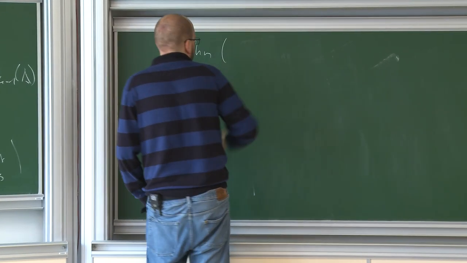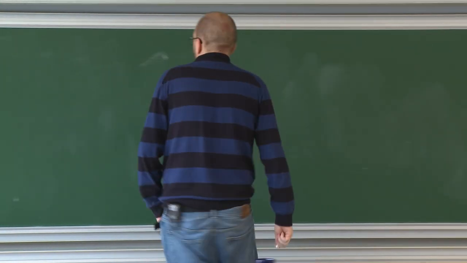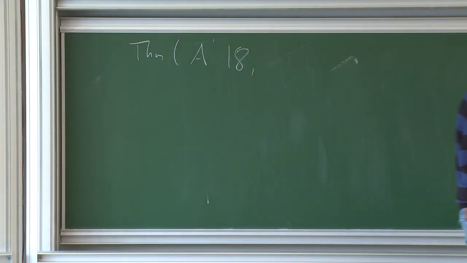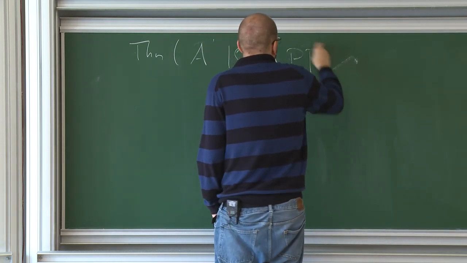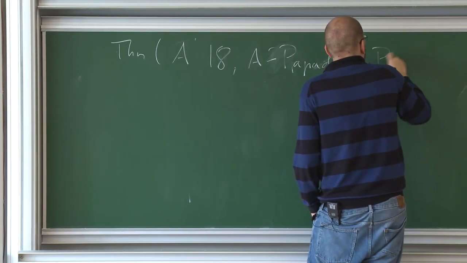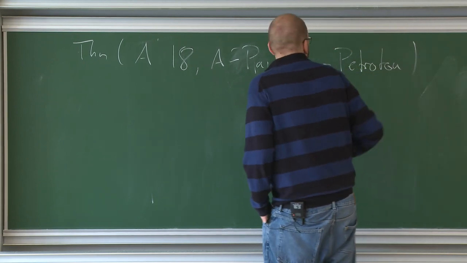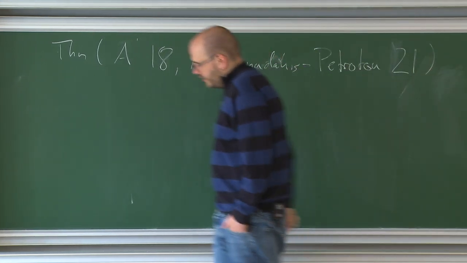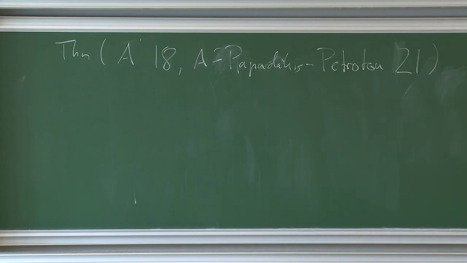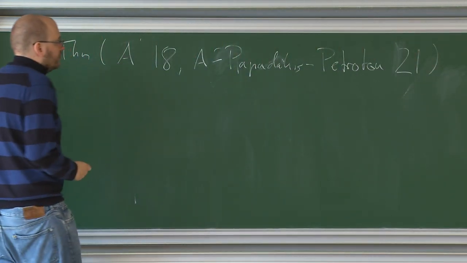There are two versions of the proof of the Hodge-Lefschetz theorem: one from 2018, and then we have recently another one together with Papadakis and Petrotou, from 2021. That gives a slightly different flavor of argument that nevertheless relies on the same intuition and the same basic idea that I will explain.